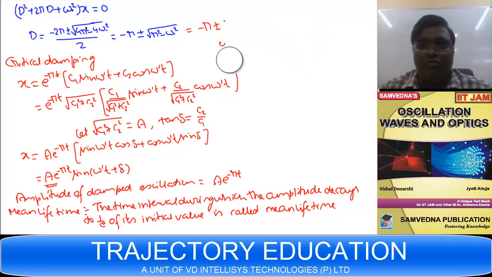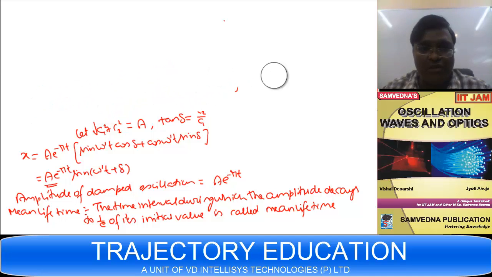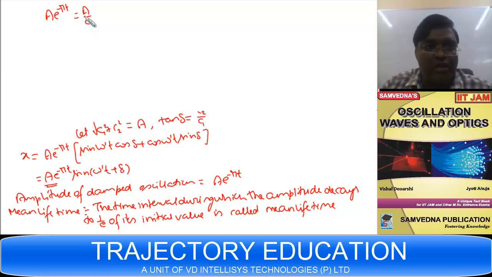Now I'll show you how the amplitude of the damped harmonic oscillation decays. Before that, let me give you the value of this mean lifetime. Suppose T is the mean lifetime, so the amplitude will decay to 1 by e of its initial value. So that is A e to the power minus 1, or time is 1 by R. 1 by R is the mean lifetime, right?